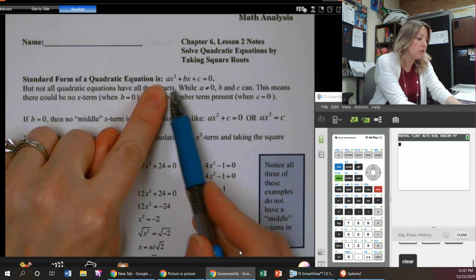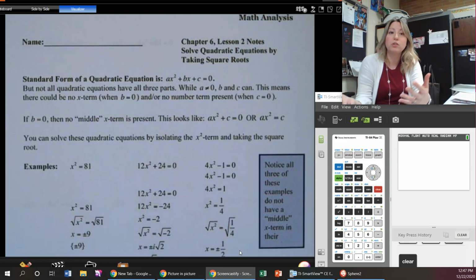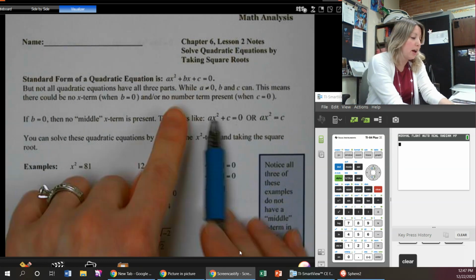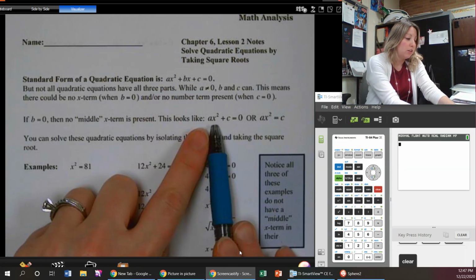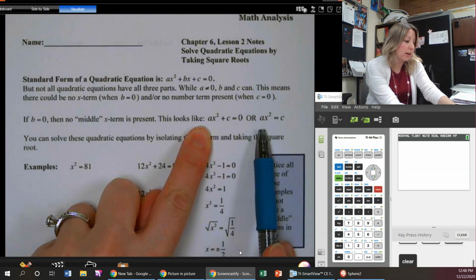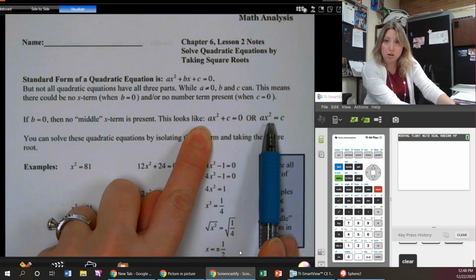So they will not look like ax squared plus bx plus c equals 0, like our typical standard form of a quadratic equation. No, they're not going to have the b term. Okay, so b is not going to be present. They're going to look like ax squared plus c equals 0 or ax squared equals c. One of those two scenarios is how these will look.